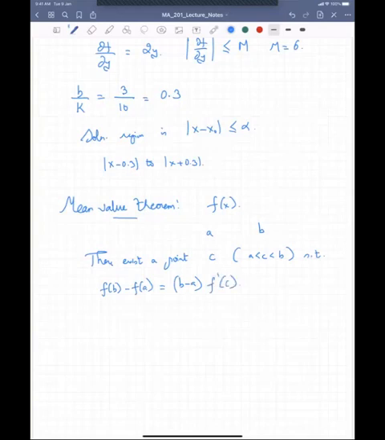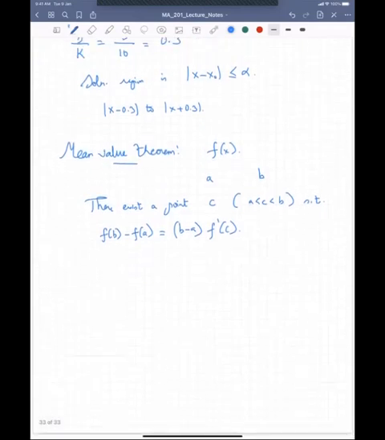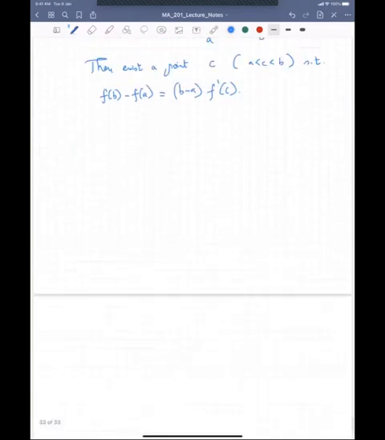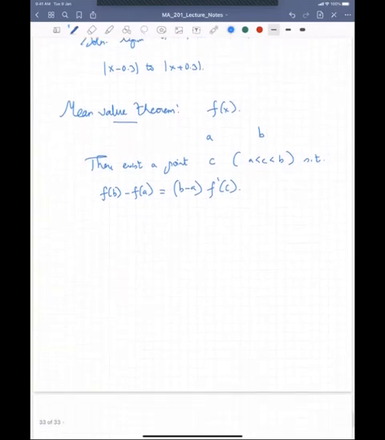The derivative of the function at the point C is simply related to the values of the function at the two endpoints divided by the interval. It looks like a definition of derivative, but it is not quite, because B and A need not be infinitesimally close. So this is the mean value theorem of calculus, and I can use it to write a slightly modified version.